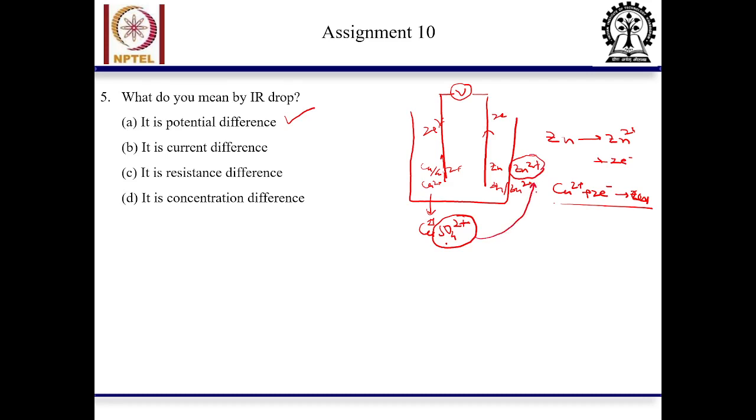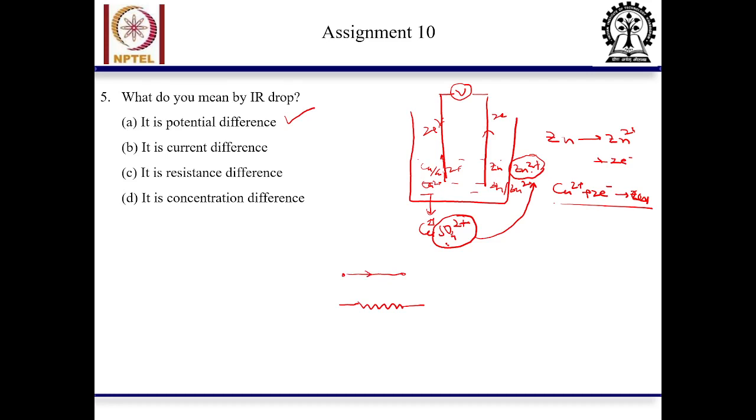Now this sulfate ion should go near to the zinc, so that charge neutrality should be maintained in this reaction. But there is a solution in between these two electrodes. Now this solution is basically a resistance, because to migrate an ion from one place to another, it will be hindered by the molecules present in the solution. So that hindrance is nothing but a resistance.